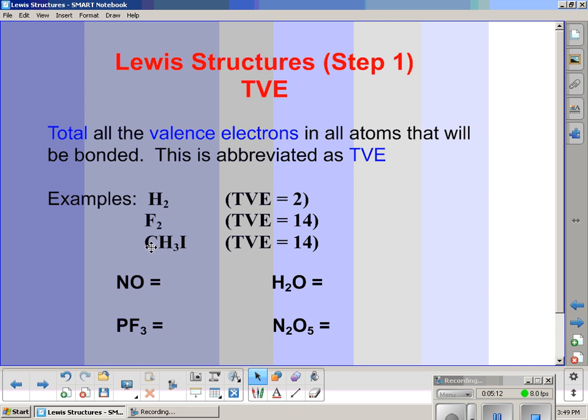Okay, here we have a carbon. Carbon has 4 valence electrons. It's in group 14. Each hydrogen has 1. 4 plus 3 is 7. Iodine, group 17 again, so 7 plus 7, 14.